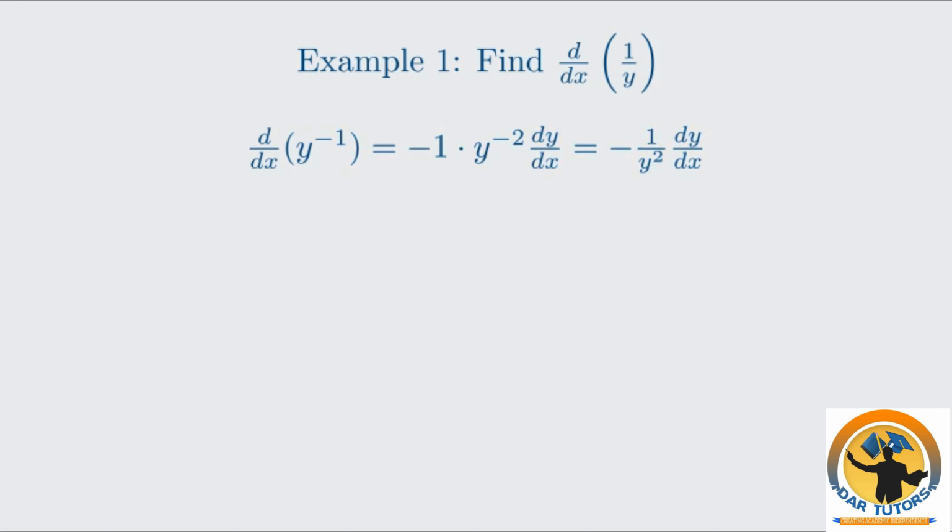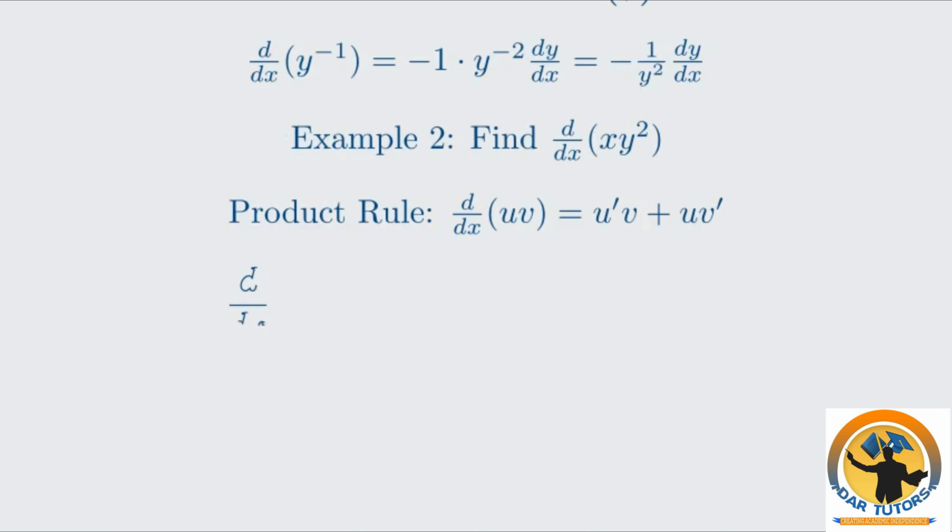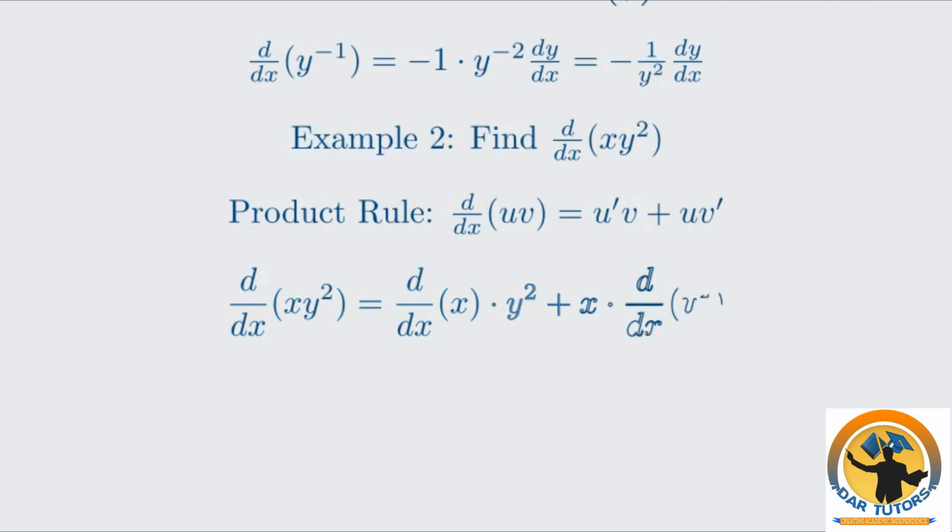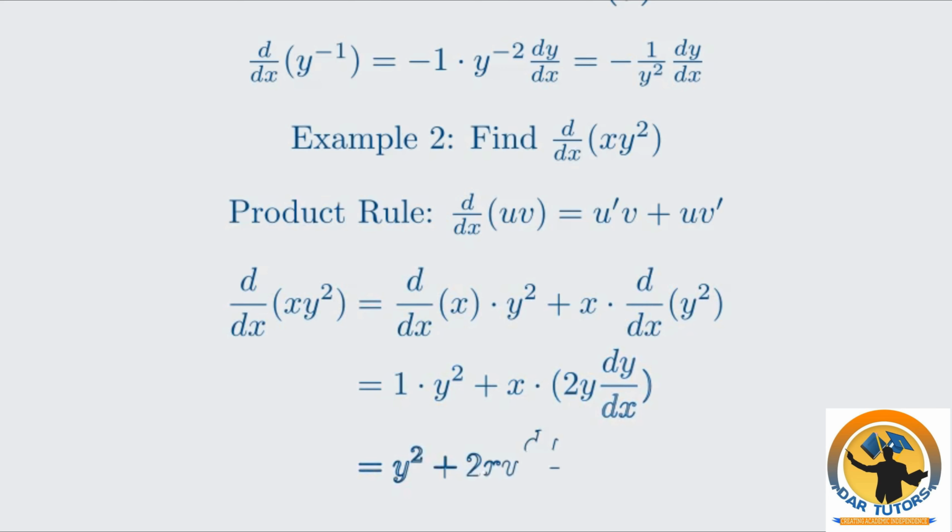Next, let's try a term that requires the product rule. We need to find the derivative of x times y squared with respect to x. Here we have a product of two functions, x and y squared. Applying the product rule, we get the derivative of the first term, which is 1, times the second term, y squared, plus the first term x, times the derivative of the second term. The derivative of y squared is 2y times dy/dx. So the final result is y squared plus 2xy times dy/dx.